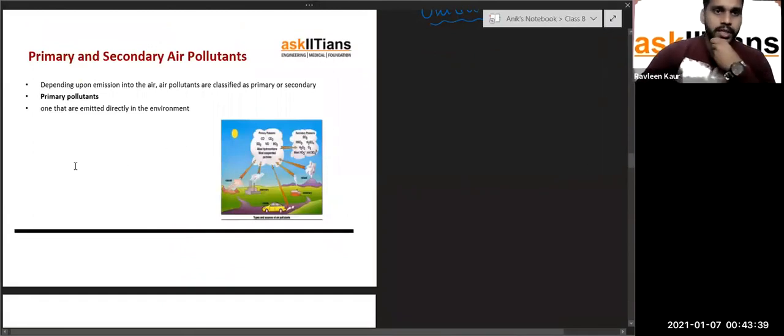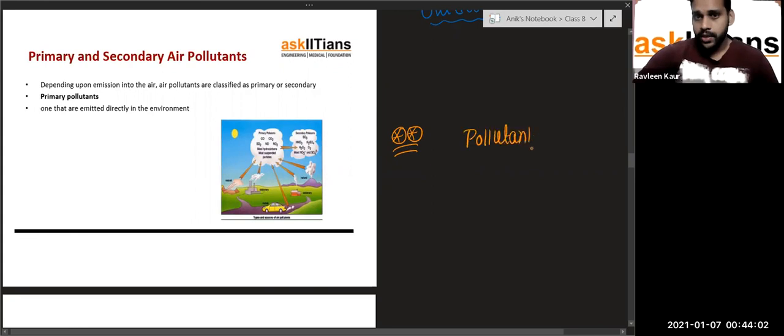Now, moving on to the next part. There we are going to learn about how our air is actually getting polluted. What is the actual way through which it is getting polluted? Actually, there are two different types of pollutants, okay? One is primary pollutants, and another one is secondary air pollutants, okay?